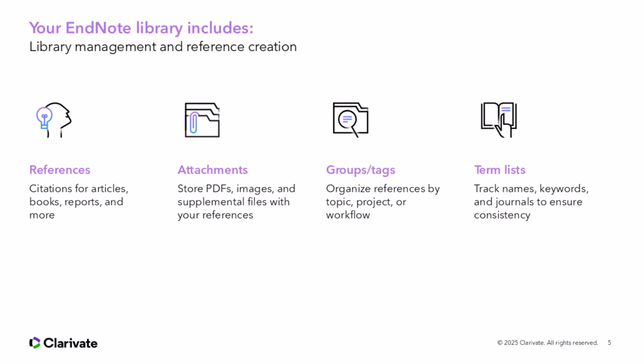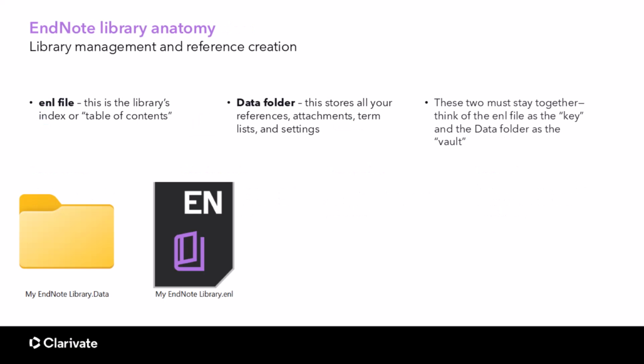Let's talk about the anatomy of an EndNote library, because understanding the file structure will help you avoid one of the most common support issues, accidentally separating files. Every EndNote library you create actually has two pieces. First, there's the .enl file. This is like the table of contents or master index. It holds the structure of your library, but not the contents themselves. The actual contents, your attachments, term lists, saved PDF files, figures, and formatting preferences are stored in a companion folder called the .data folder.